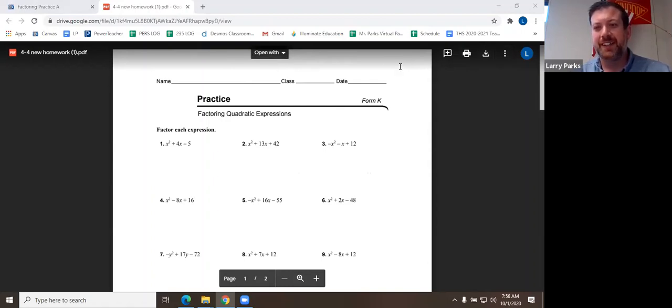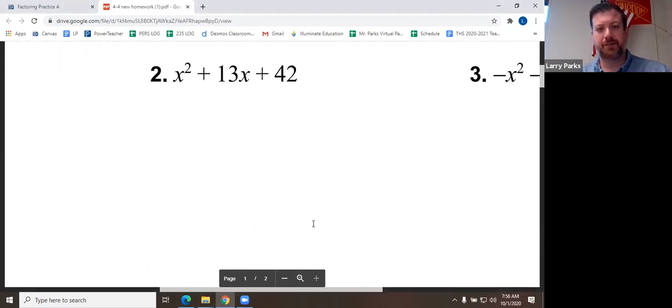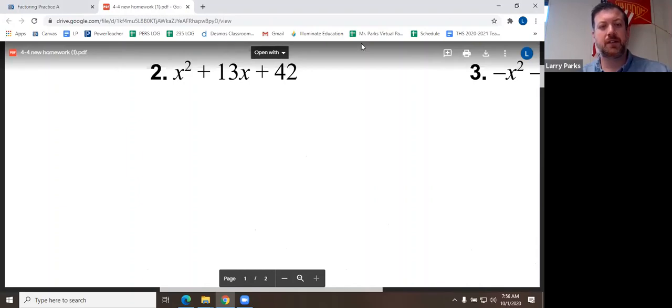If I could figure out how to do it on here. Let's see. Okay. Let's do this. I'm going to freehand it. Okay. So I am looking for 2 numbers that multiply to 42 but add to 13.